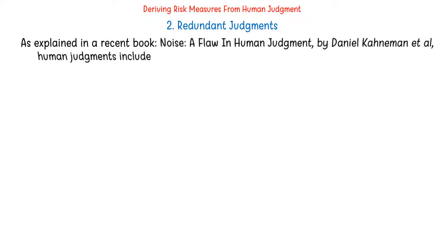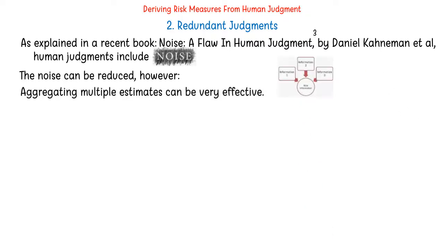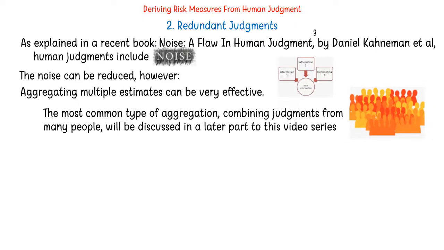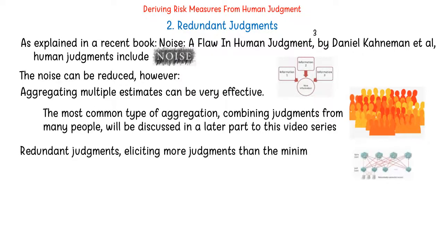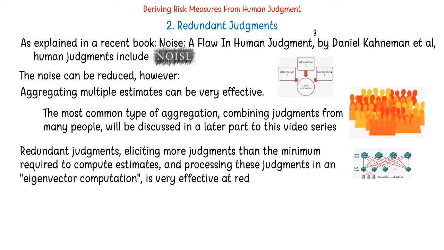Two. Redundant judgments. As explained in a recent book, Noise, A Flaw in Human Judgment, by Daniel Kahneman and others, human judgments include noise. The noise can be reduced, however. Aggregating multiple estimates can be very effective. The most common type of aggregation, combining judgments from many people, will be discussed in a later part of this video series. Redundant judgments, eliciting more judgments than the minimum required to compute estimates, and processing these judgments in an eigenvector computation, is very effective at reducing judgment noise.